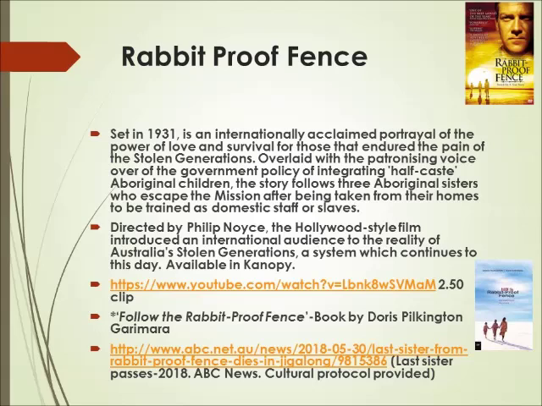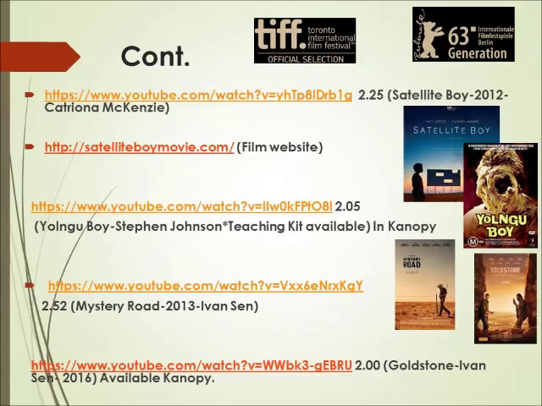Rabbit Proof Fence is probably one of the better known Aboriginal and Torres Strait Islander films. And it talks, I think very personally, but also then in a broader political sense, about the stolen generations. Okay, it's based on a book by Doris Pilkington Garimara, who was one of the girls taken away in the film. And then there's a whole range of other films like Satellite Boy, Yolngu Boy, Mystery Road.